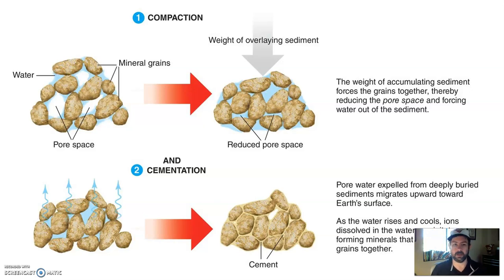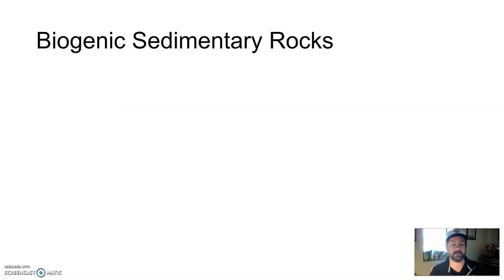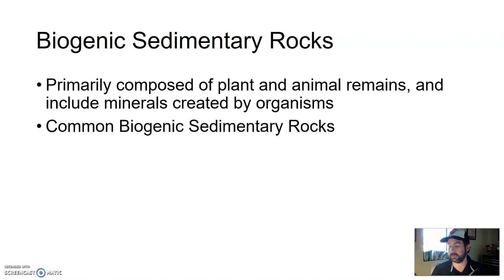Just like we had different types of sediments, biologic, chemical, and clastic, we have different types of sedimentary rocks, biogenic, chemical, and clastic. Biogenic sedimentary rocks are primarily composed of plant and animal remains, and can include minerals created by organisms. Some common biogenic sedimentary rocks, by no means is this an extensive list, just a couple examples.